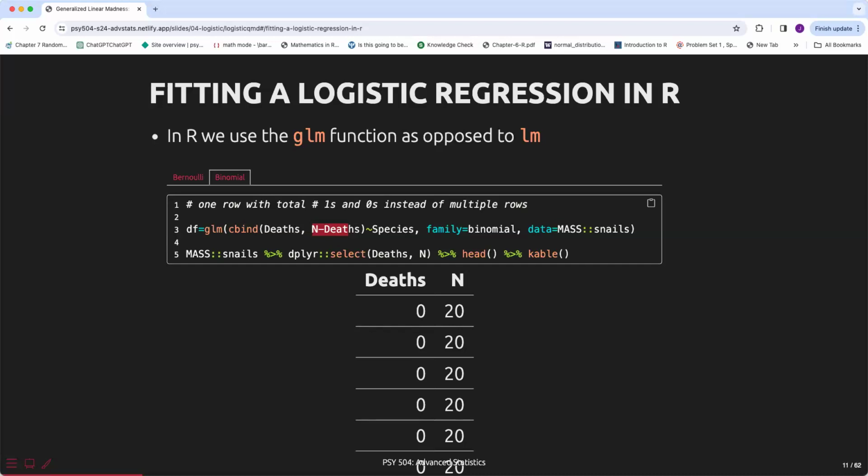But you might see this in the wild and you might wonder what the heck that is. That's essentially what this means. We're just fitting it a little differently, right? Where we're actually just specifying the total number of successes and the total number of failures, right? And reading that explicitly in.